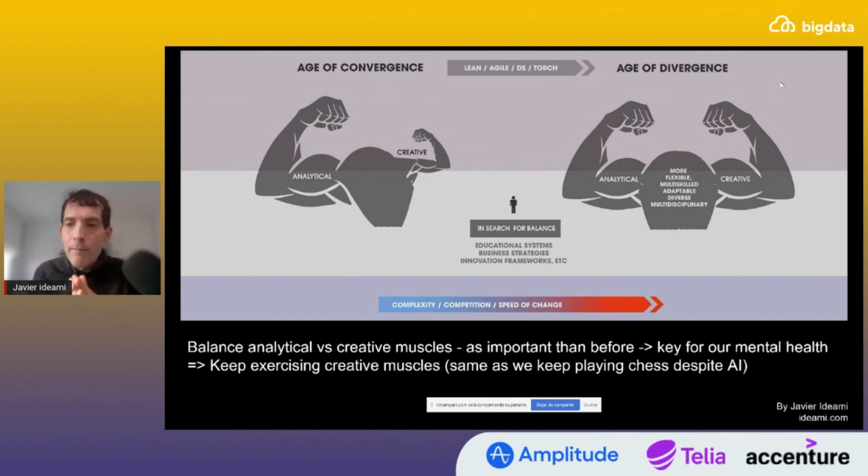Because for our mental health, key is to have a good balance between our analytical and creative muscles. That is as important as before. It's as important as before to keep exercising our creative muscles. Same as when AI overtook chess players, we kept playing chess. We use AI to train our chess playing, but we keep enjoying playing with other imperfect humans. So it's the same thing.